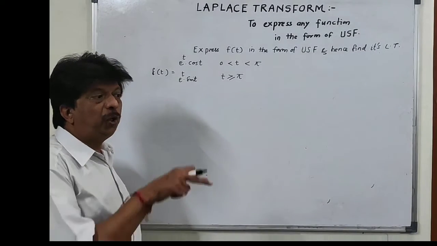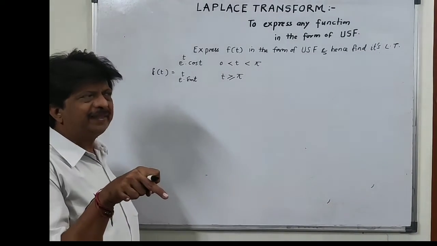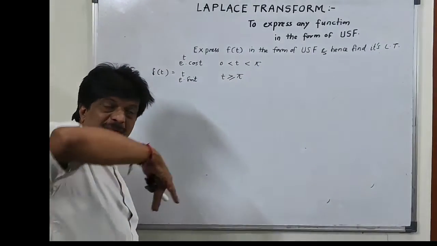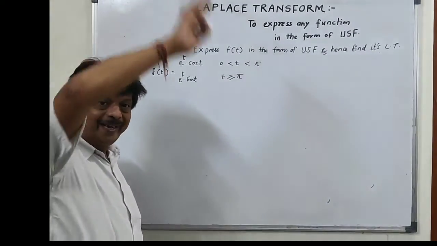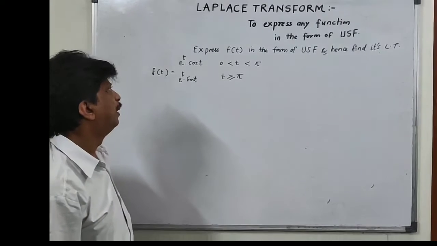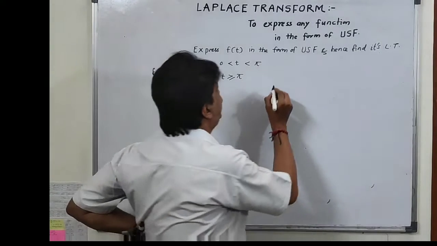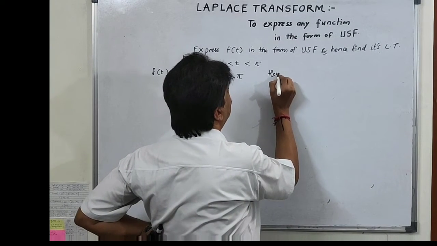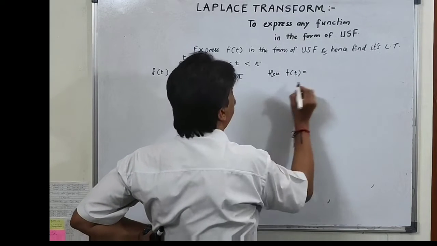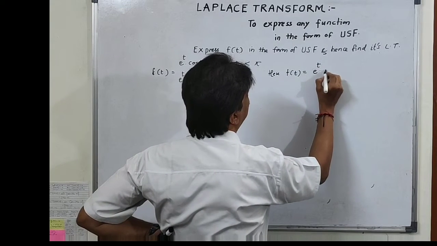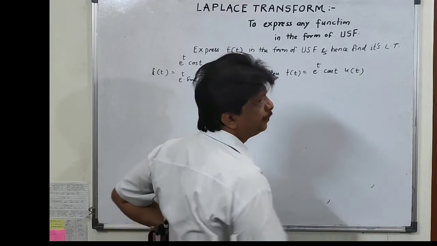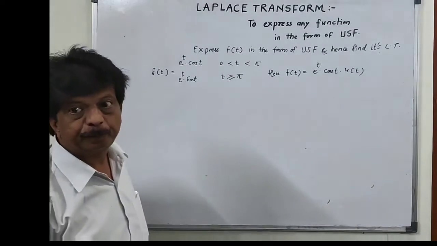So it is defined into two bands only. 0 to infinity is split as from 0 to pi, or from pi to infinity. So f of t is equal to: the first term will be e raised to power t cos t into u of t. Note this.